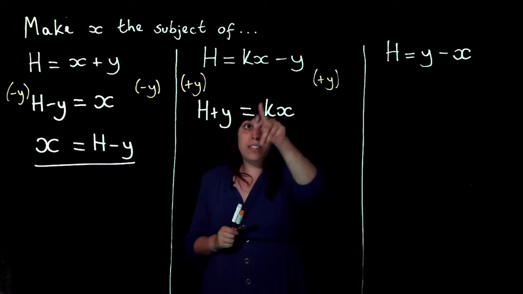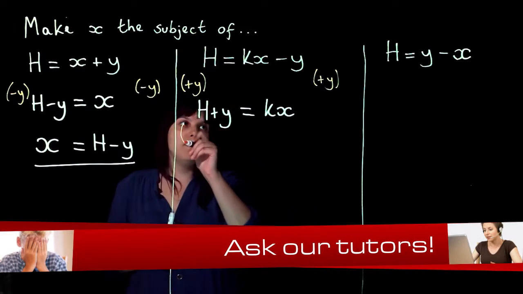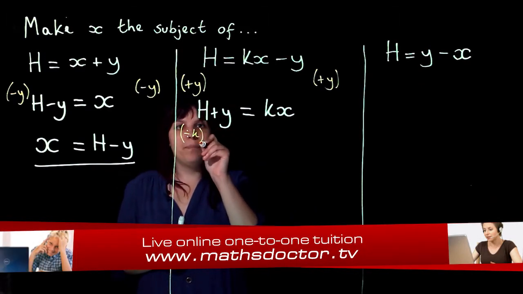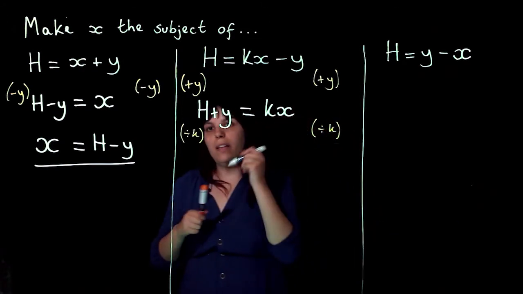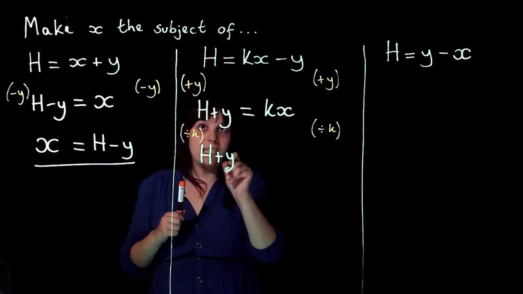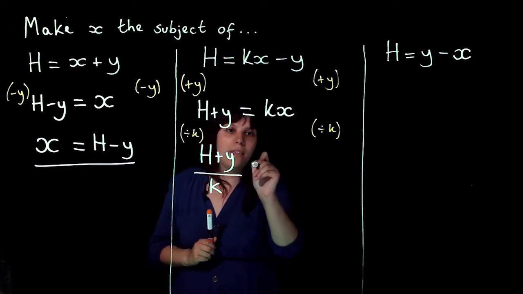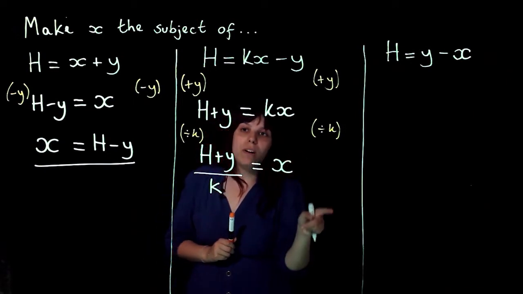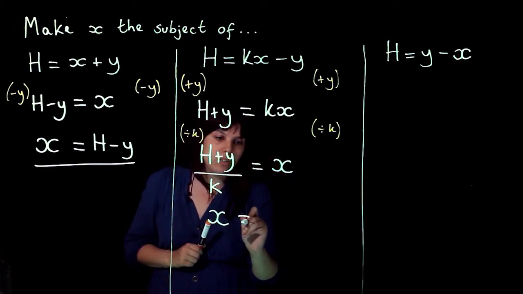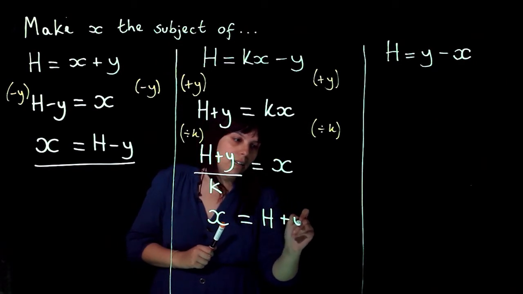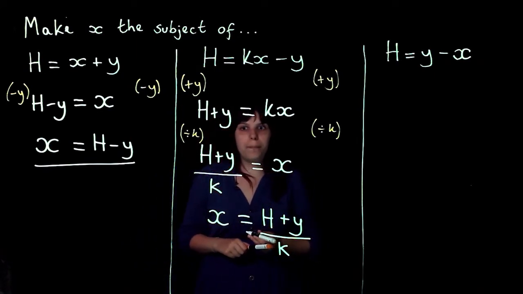Now, I still want my x on its own, but I've got k times x. So the inverse of times is divide. So I'm going to divide by k to get my x on its own. So I end up with h plus y, because that's that side, and I'm going to divide the whole thing by k. And that gives me x. So I've rearranged it to make x the subject, but I'm going to write it with x on the other side. So I'm just going to switch the sides over to write it neatly, the way we like to see it. So x equals h plus y over k.